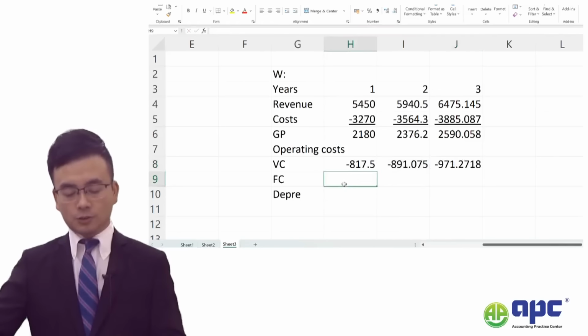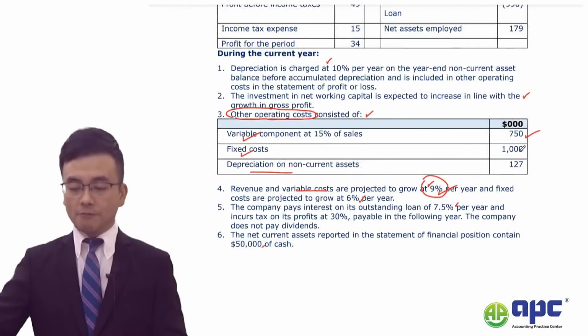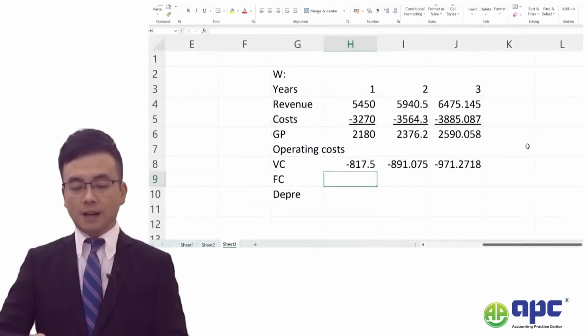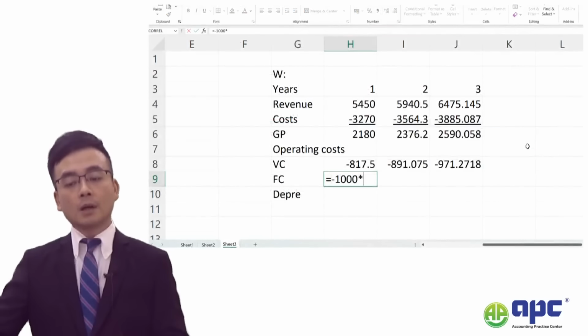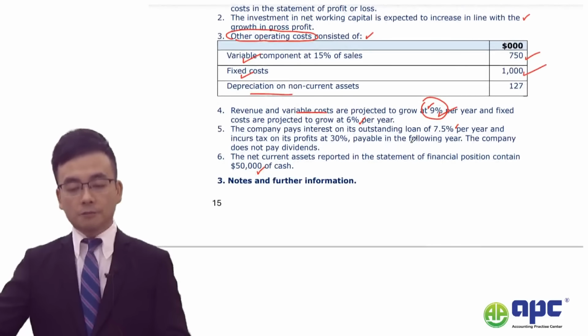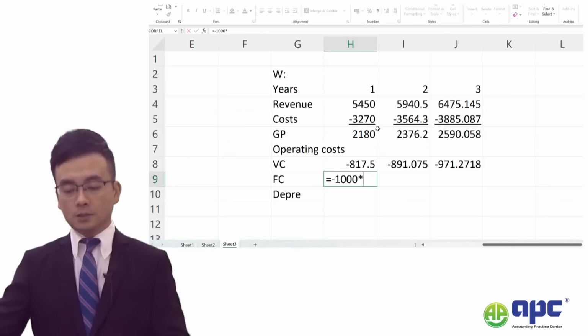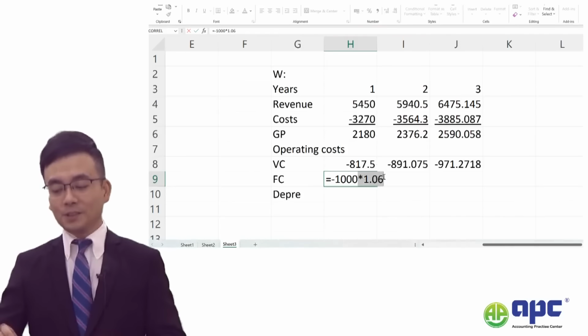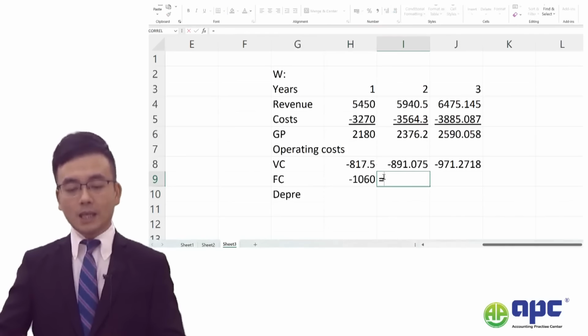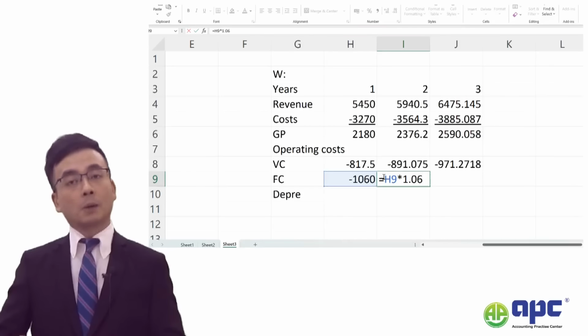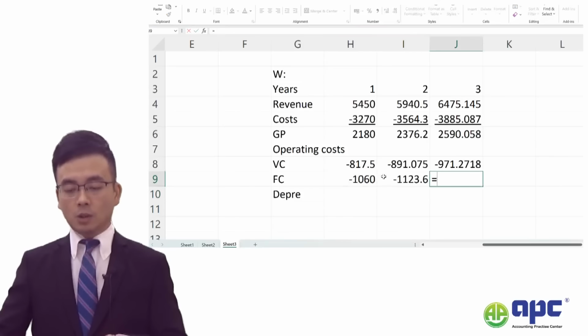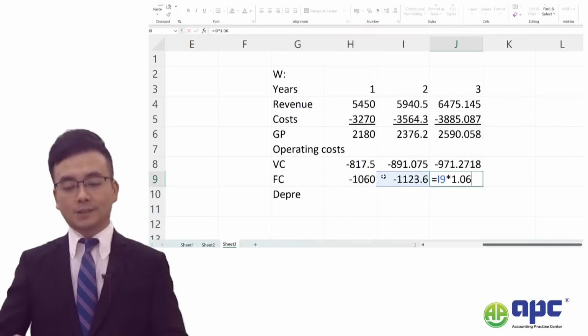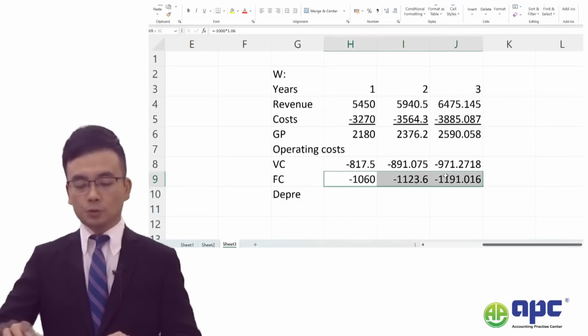How about the fixed costs? We're told about 1,000 there. So 1,000 so equals to minus 1,000. But the fixed costs will grow at 6% per year according to note number 4. So times by 1.06. So copy that because you know my next step. That equals to this times by 1.06 and equals to this times by 1.06. So that will be the sort of stuff.